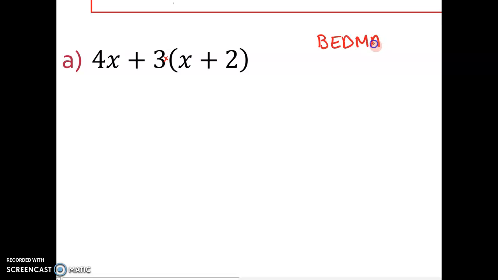BEDMAS or PEMDAS. But the idea is that we deal with, what does the B stand for? Brackets first. So we cannot do this addition between the 4x and the 3, because that's not what BEDMAS tells me to do. I have to do my brackets first. So to do my bracket, well, you're thinking, does that mean you have to add x plus 2? No. We're dealing with brackets when there's a number in front, you can't add 2 and x. So then that means that you have to do what's in front of the brackets as well.